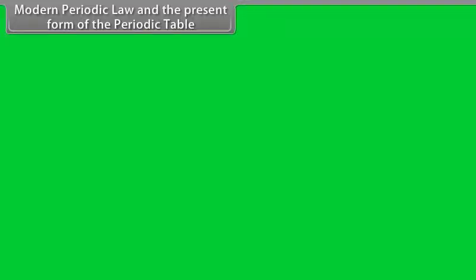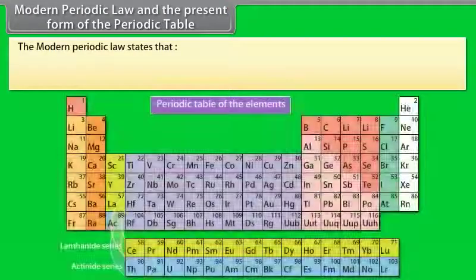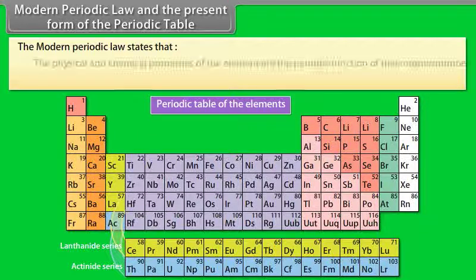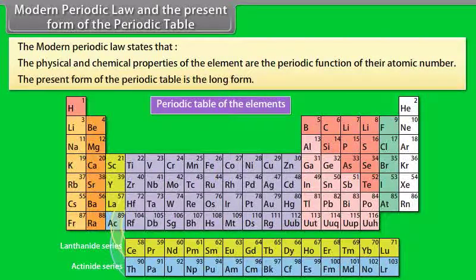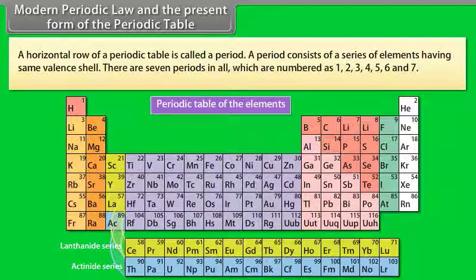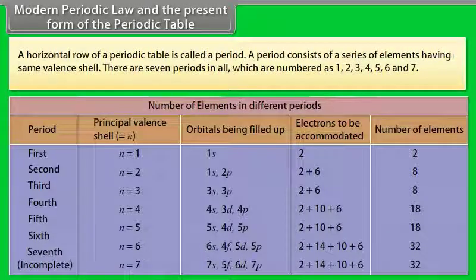Modern periodic law and the present form of the periodic table. The modern periodic law states that the physical and chemical properties of the elements are the periodic function of their atomic number. The present form of the periodic table is the long form. A horizontal row of the periodic table is called a period. A period consists of a series of elements having the same valence shell. There are 7 periods in all, which are numbered 1, 2, 3, 4, 5, 6 and 7.